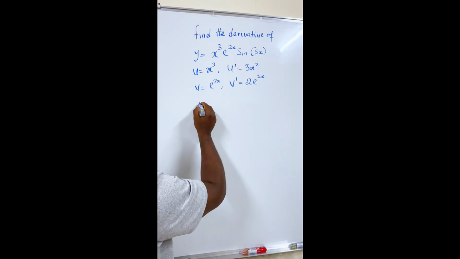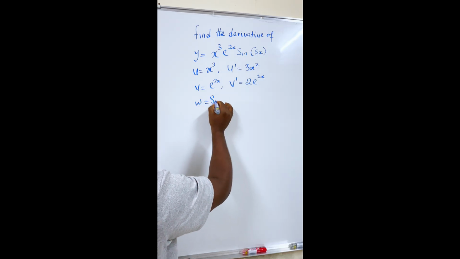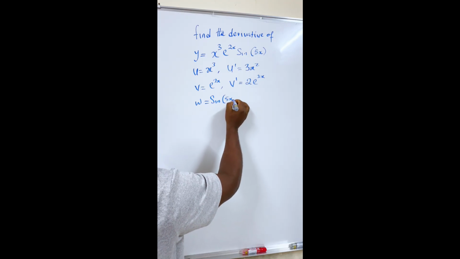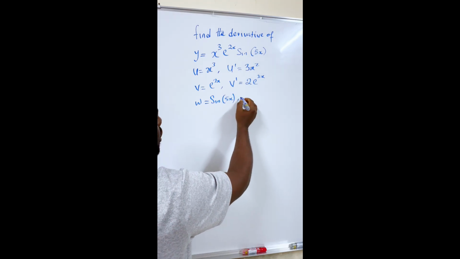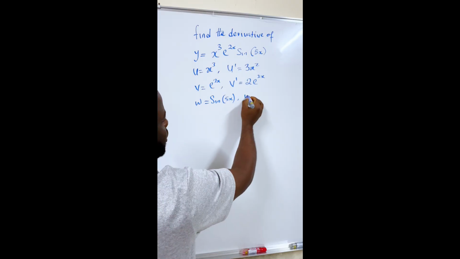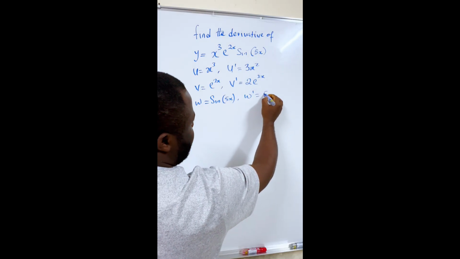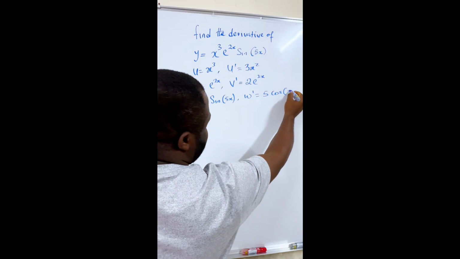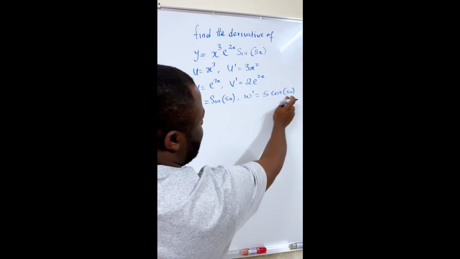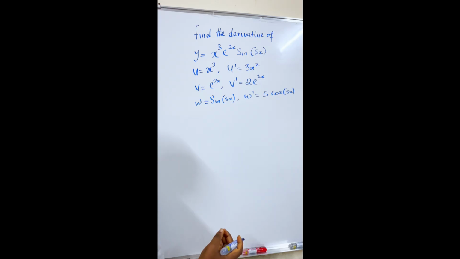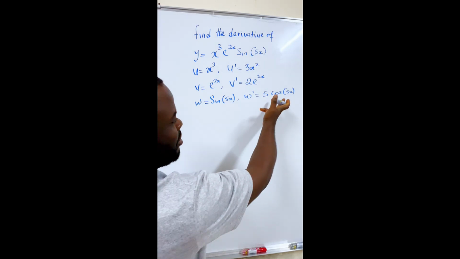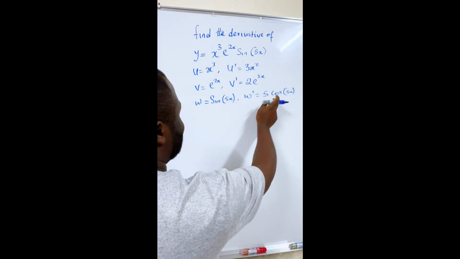Then for the last one, which is the trigonometry, we can say it is w. So we now say w is sine 5x. So if we want to find the derivative, w prime is going to give us 5 cos 5x. Okay, so what we did here was chain rule. So if you don't know about chain rule, please watch my video and see how we do this.